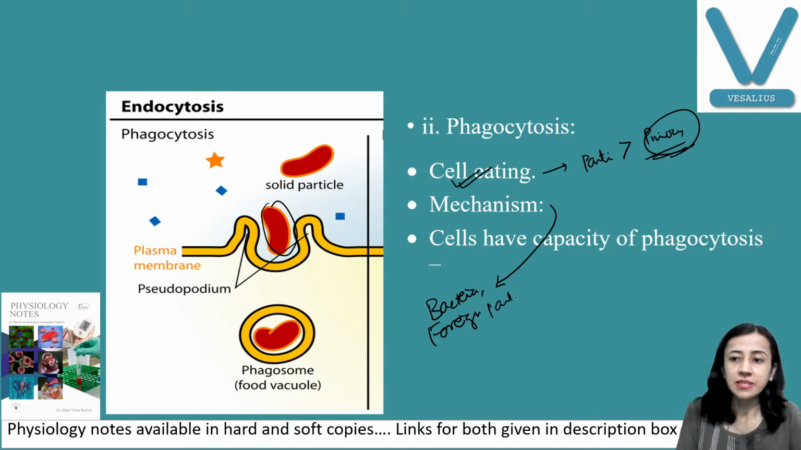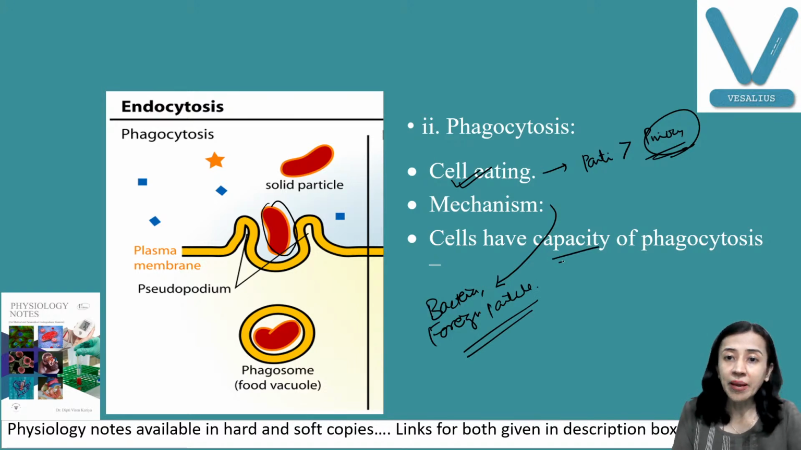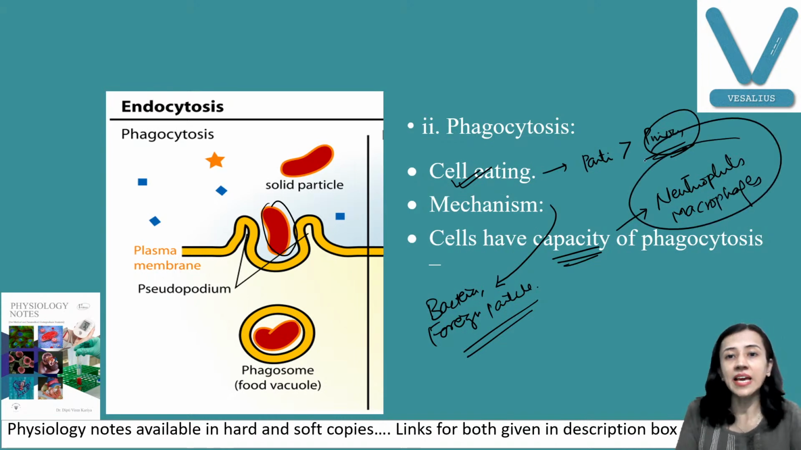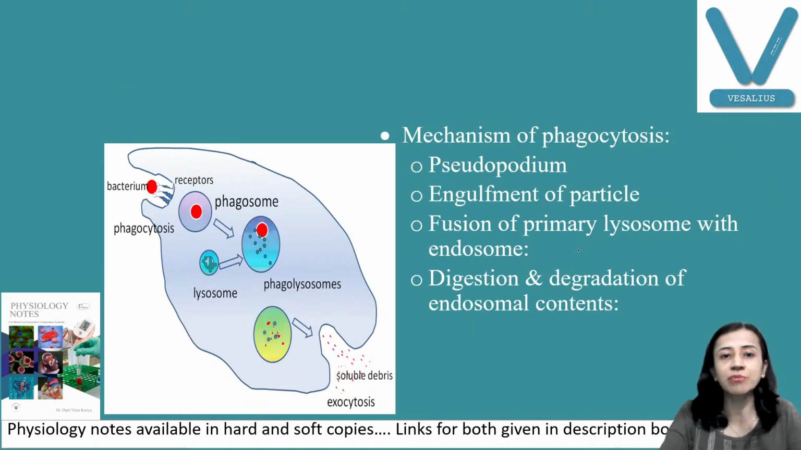Foreign particles. Only a few cells have the capacity of phagocytosis. Our important phagocytic cells are neutrophils. Try to remember neutrophils and macrophages. These cells have the capacity to phagocytose the particle. Now we'll discuss the mechanism of phagocytosis.